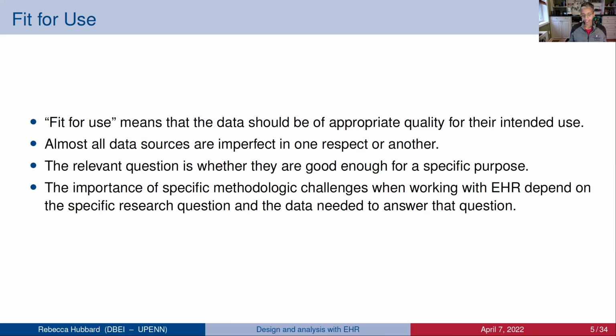Additionally, as I move into later parts of my talk and start to think about different methodologic issues that we need to address in the analysis of EHR data, the importance of those methodologic issues is going to vary depending on the specific question that we're trying to answer. And there are some questions that we can answer with very straightforward methods in EHR, and there are others that are going to require a lot of really careful methodologic thinking and possibly new methods development.